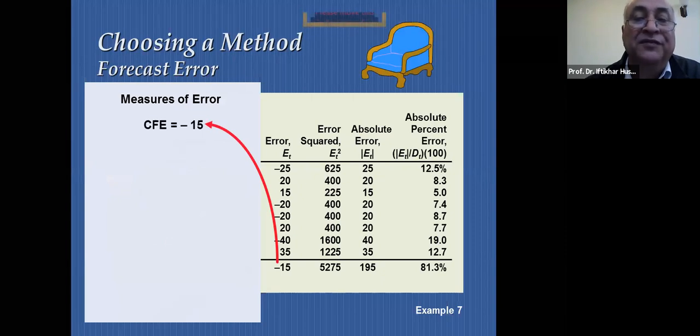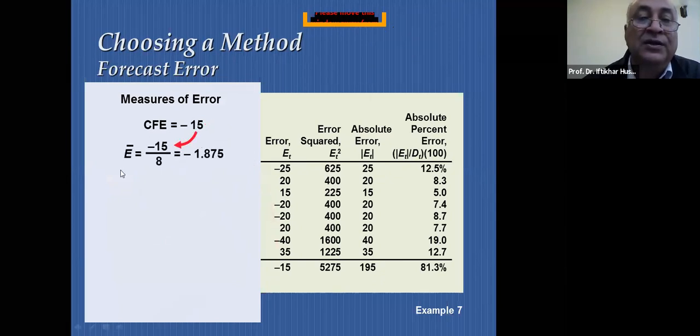This minus 15 is in fact the cumulative, because when we take the sum of these, that is basically the cumulative sum of forecast errors. So minus 15. This is the E bar, or average of it. There were 8 time periods.